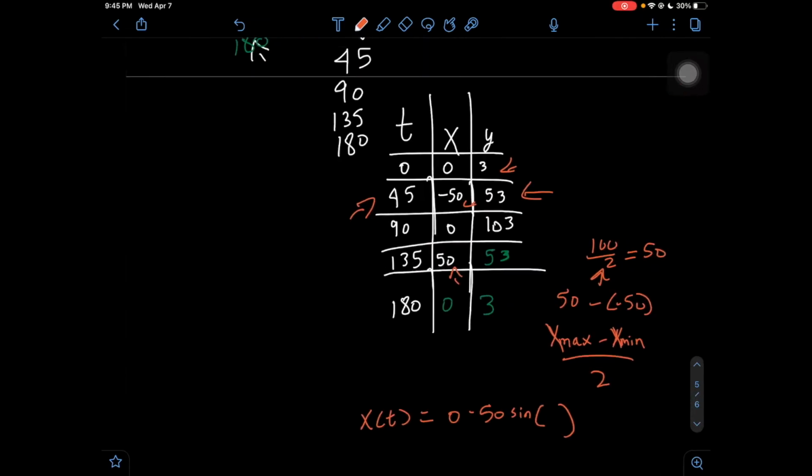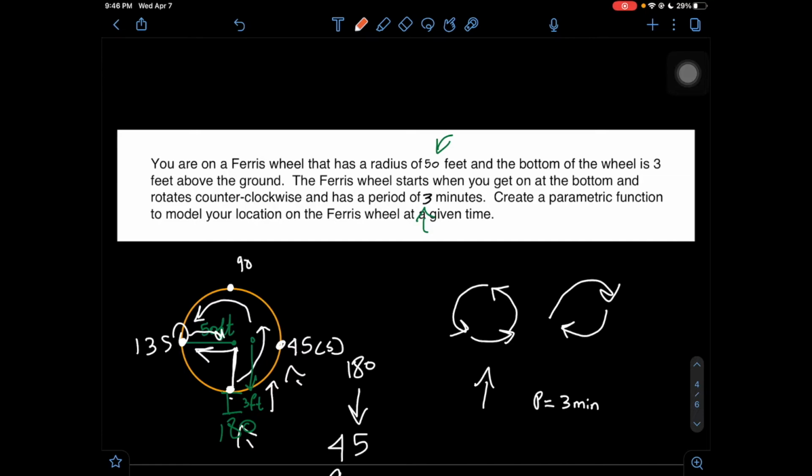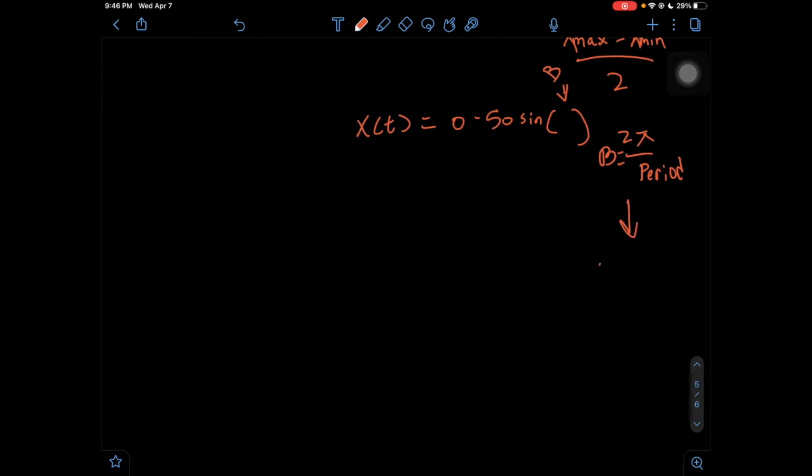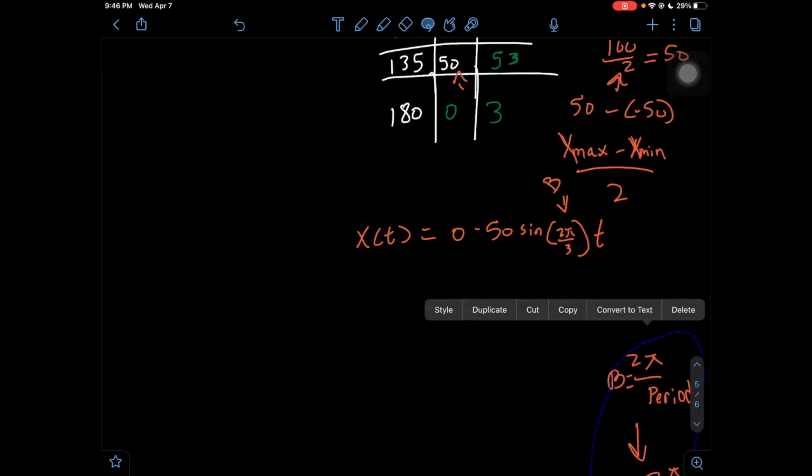Well, our period we said was 3 minutes, and we know that this is going to be your b value, and we know b equals 2 pi over your period. We said period is 3 minutes. Well, we're going to take this in minutes. We have b equals 2 pi over 3, and that's going to be what's in our parentheses, and this is going to be all multiplied by t, because it's a parametric, and t is going to be a variable, so you can use this equation to find it at any point in time.